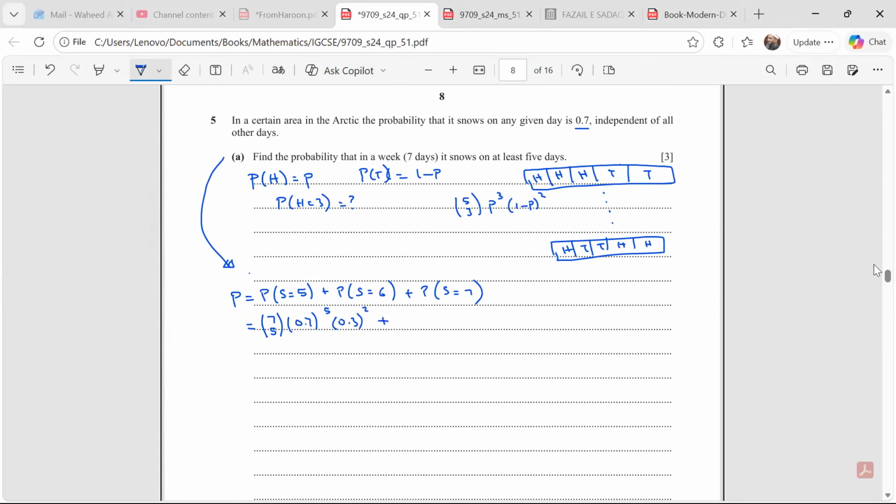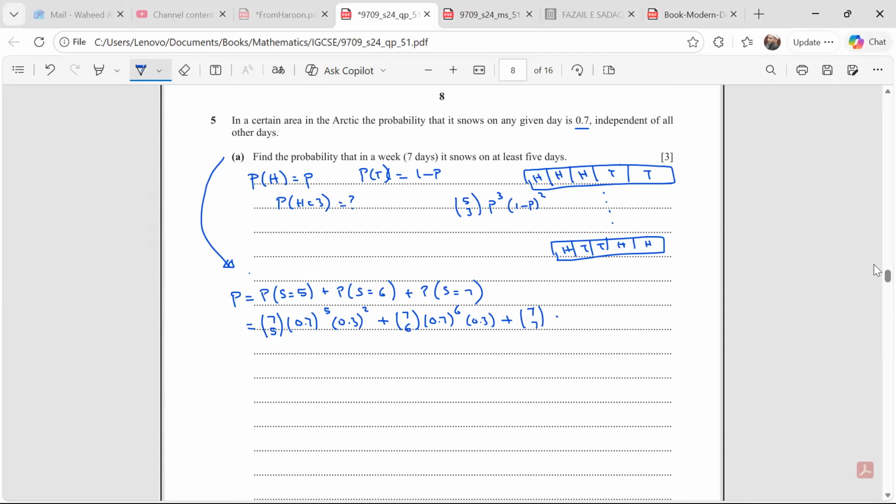Plus, what's the probability of 6 days? So it is 7 combination 6. In fact, this is only 7. Of course, the probability of 6 is that the first day there is no snow, every other day is snow, then the second day is no snow, third. So you have only 7 such combinations. So 7 combination 6 will give you 7, into 0.7 to the power 6 and 0.3 to the power 1. And lastly, all 7 days have snow, so there's only one combination, and that comes from 7 combination 7, which is 1.